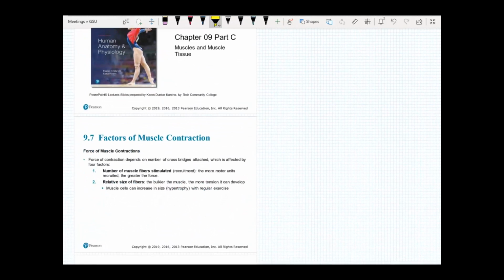Looking at our muscle contraction, we have talked a lot about all of these pieces, but we still have to talk about the force. We have to talk about the contraction itself. When we're doing the force of our muscle contraction, it will depend on the number of cross bridges attached, which is affected by 4 things. So the strength of the actual force of the contraction.